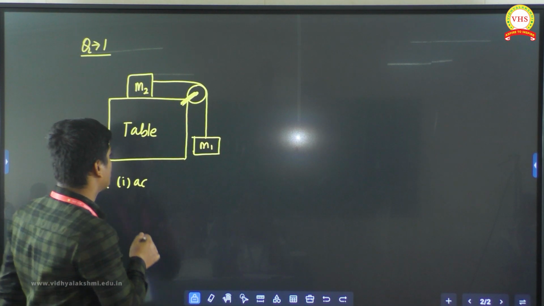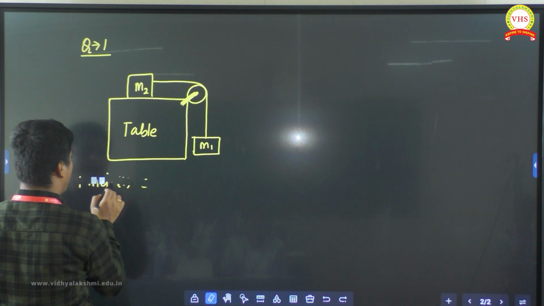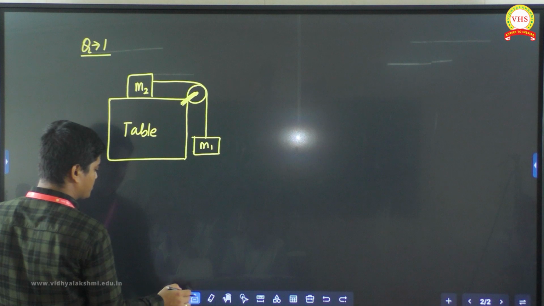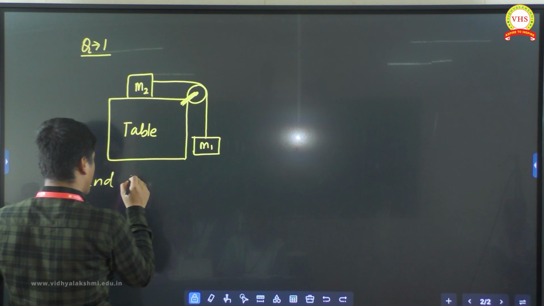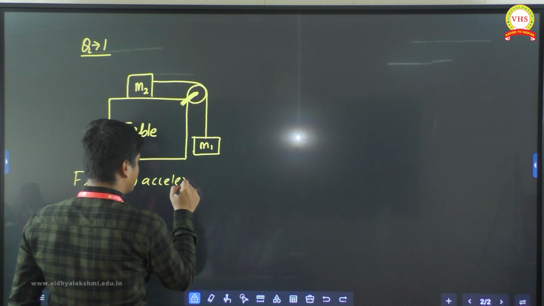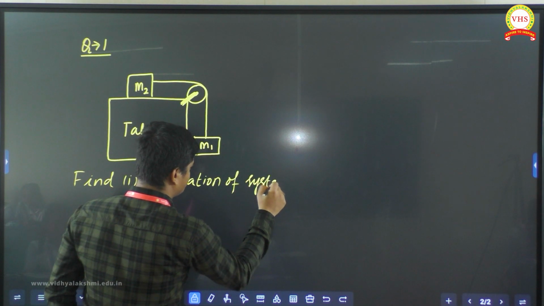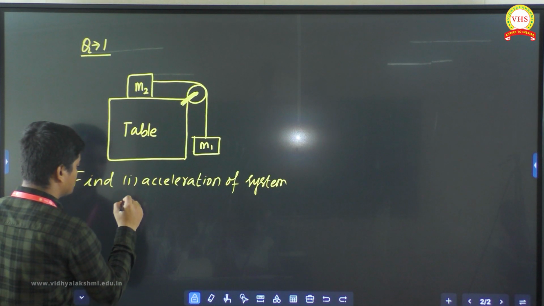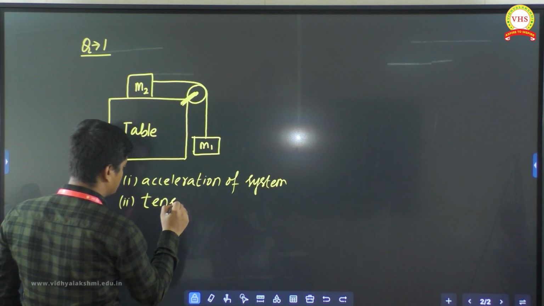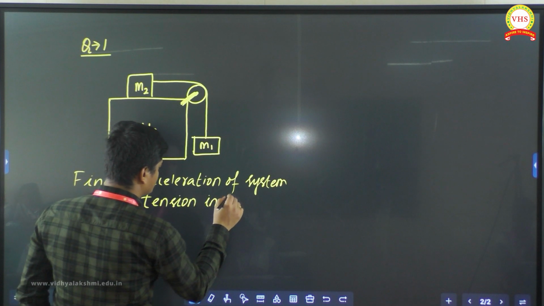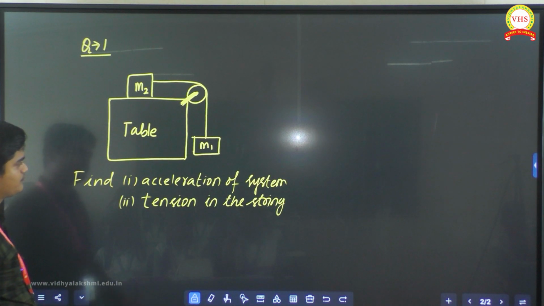Two masses. Now you have to find, first, the acceleration of the system, or acceleration of each block. Second, the tension in the string. Tension in the string. Yes or no?